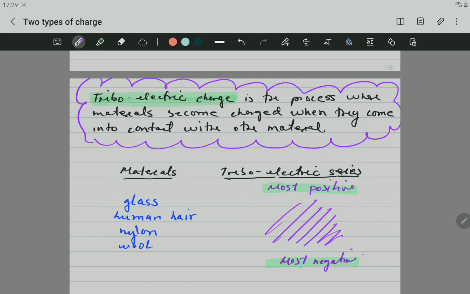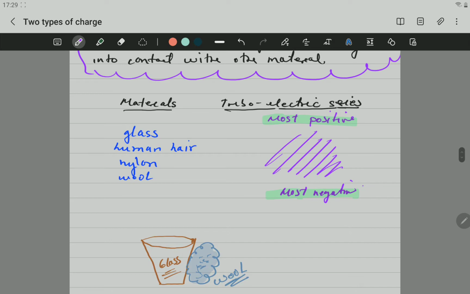Now, there is a triboelectric series. It is a list of materials that have been tested, and from it we know that when two different objects touch each other, which material will be most likely to lose electrons and which will be most likely to gain electrons. This is a big table. I didn't write all the examples here, I just put 3 or 4 cases, for example glass, human hair, nylon, and wool. But these are not all the materials that should be in that triboelectric series.